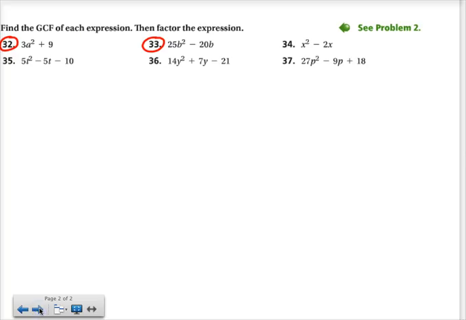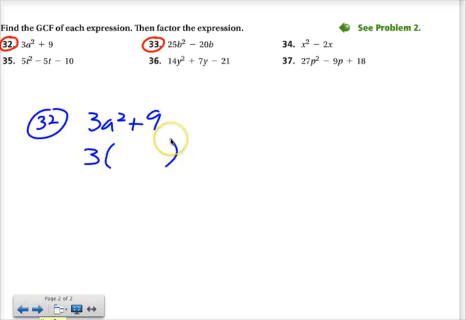Then, on the next page, number 32, I just want to remind you that really the first thing we always should check for is: is there a common factor to all of the terms, which in this case means two terms, and they both have a 3. So what I want to do is think of this as either dividing a 3 out of both terms or as multiplication backwards, which means I'm going to have to take 3 times something to get 3a squared, and that something is a. And then I'm going to have to take 3 times something to get plus 9, and that's plus 3.